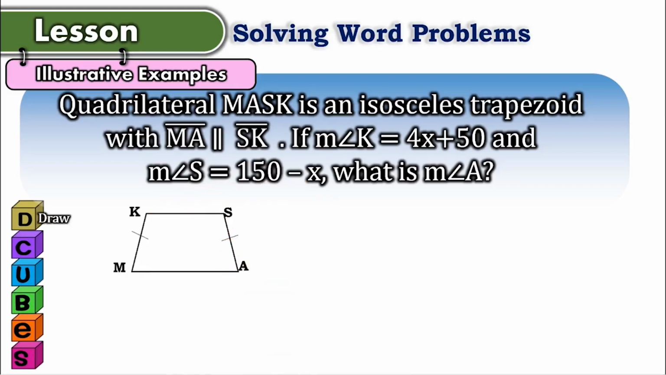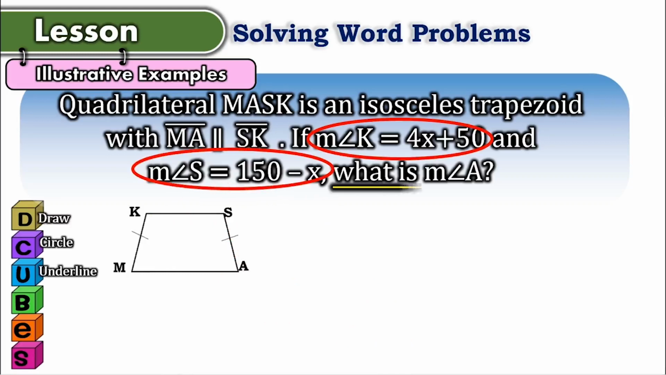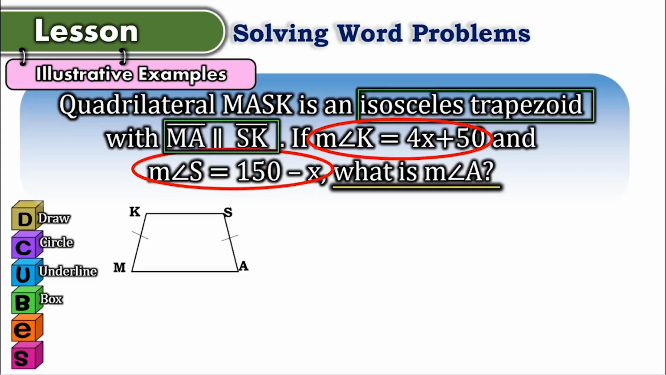The given numbers or quantities are 4x plus 50 and 150 minus x. Next is to underline what is the measure of angle A. The math keywords are isosceles trapezoid and side MA parallel to side SK. Using the marked or labeled details, we can now evaluate the problem. We can now label the illustration.